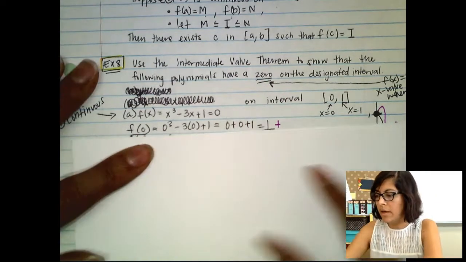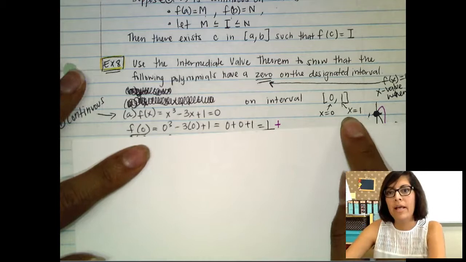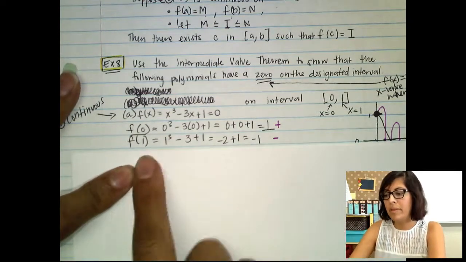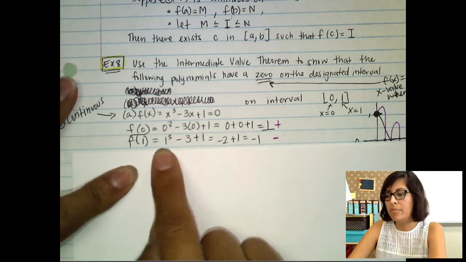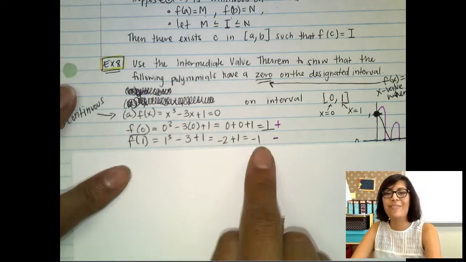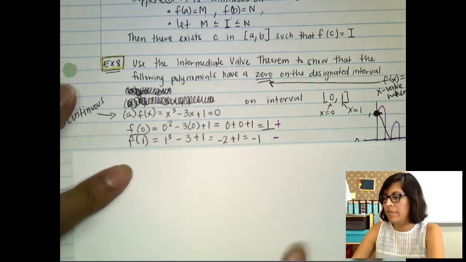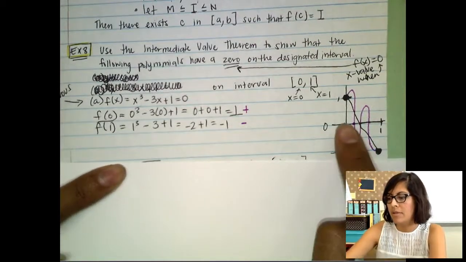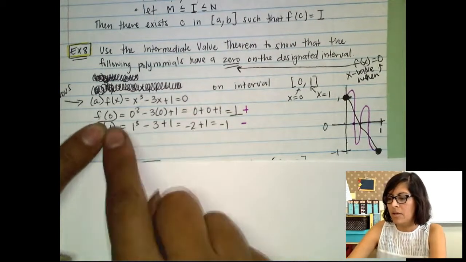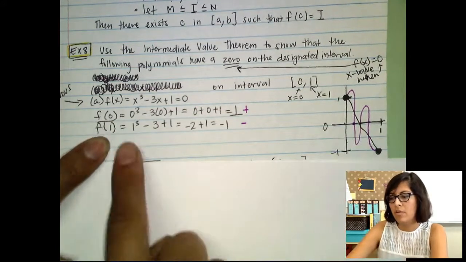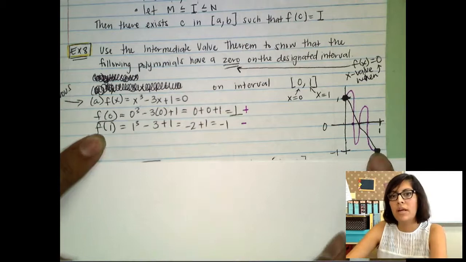So let's look at our other endpoint, at x is equal to 1. When we plug it in, 1 cubed minus 3 plus 1, that's negative 2 plus 1, which is negative 1, which is negative. So if we were to draw this, I sketched the point 0, 1, which is up here, and 1, negative 1, which is down here.